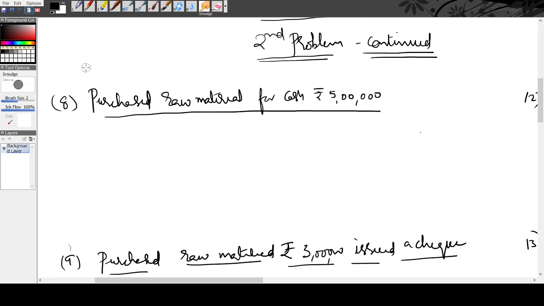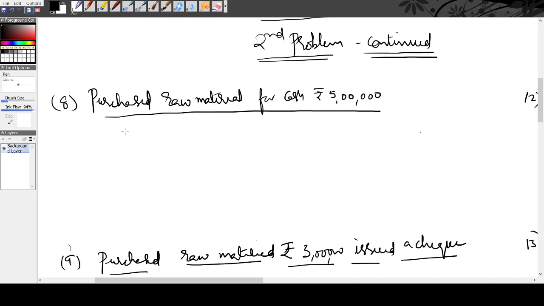Let us continue with the second problem on journal entries which we had started earlier. We will continue doing new transactions. Now we have the transactions here. Purchase raw material for cash rupees 5 lakhs. How do you record this transaction in your books of accounts?